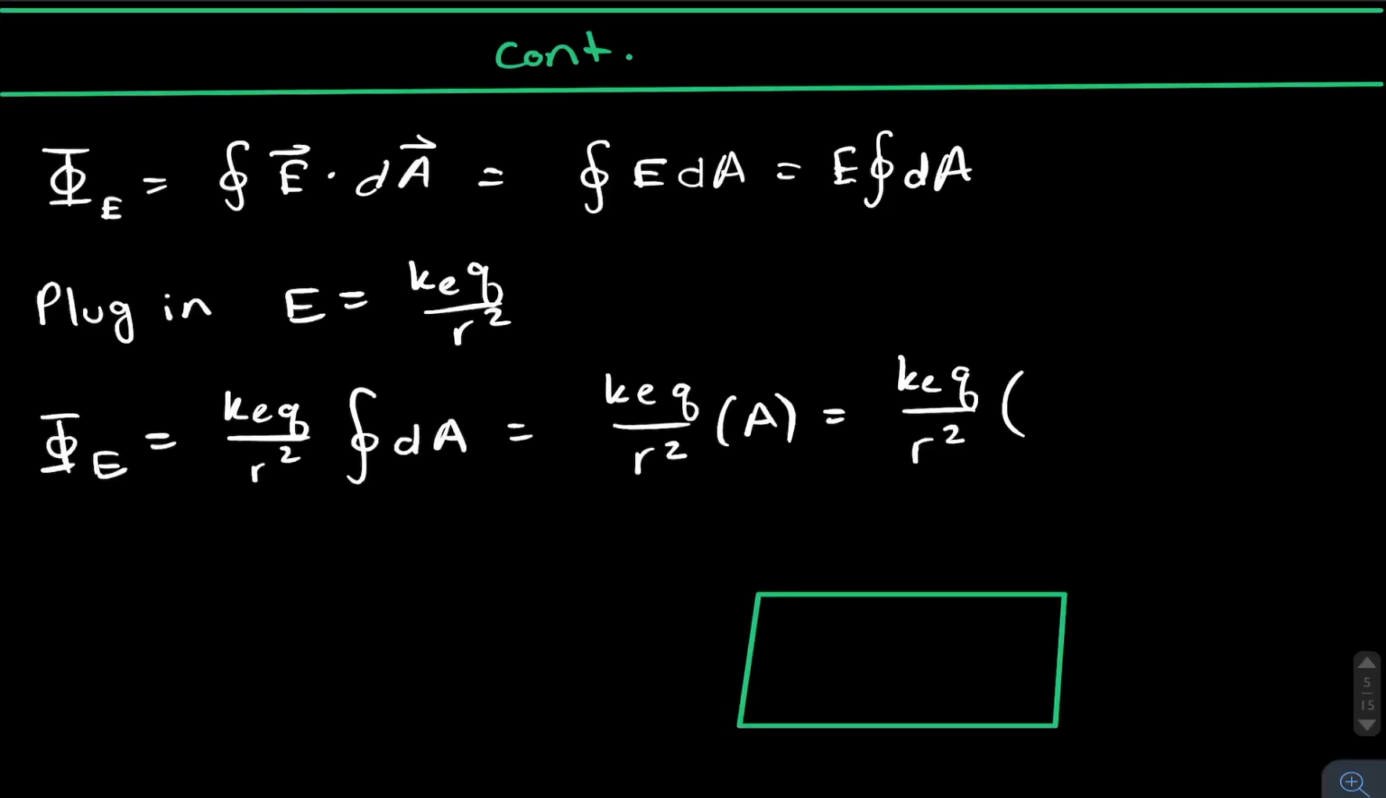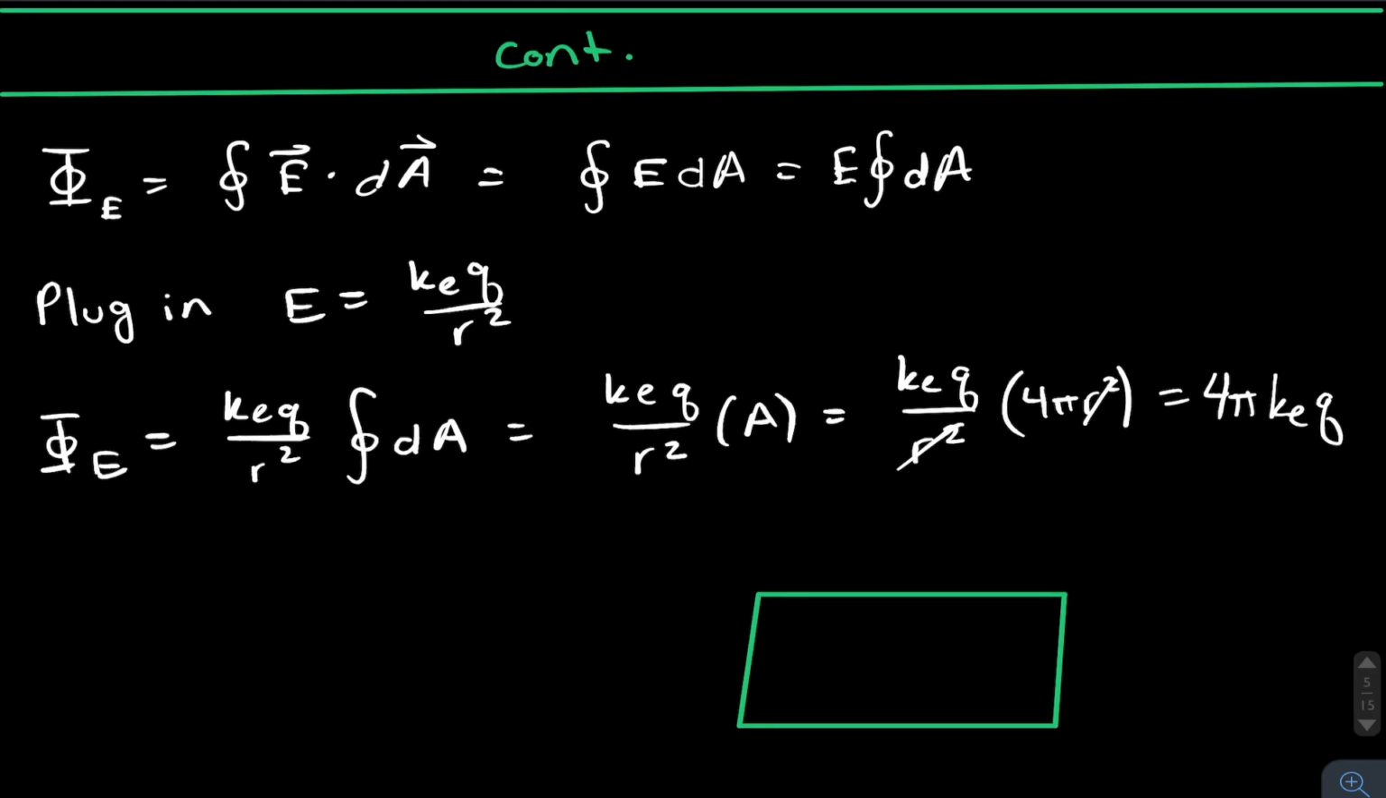When we say area, we're talking about the surface area. The surface area of a sphere is 4 pi r squared, so that's what we're going to substitute in for A. So we have 4 pi r squared, and then you see that the r squareds cancel out. That's going to be important, so remember that. And we get 4 pi times KE times Q.